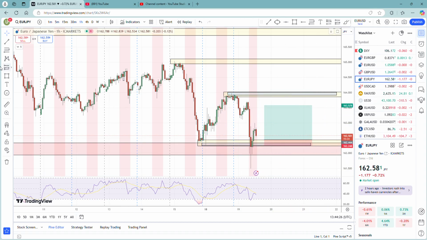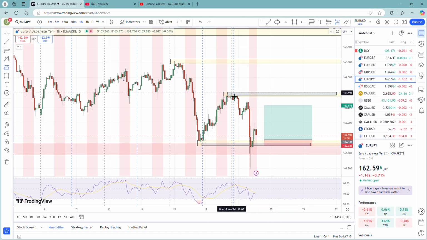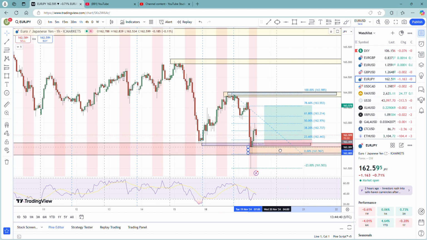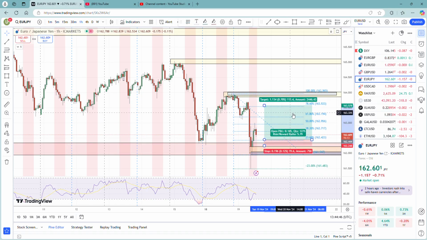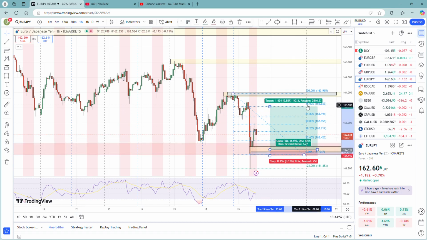let me update this Fibonacci tool. So we're going from the high now to the low. If I drag it to the wick, you've got this H4 level here now. This is your H1. If price comes to this level, I'll enter a buy trade to there.